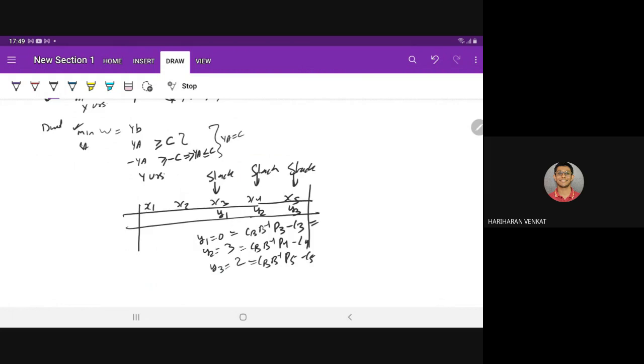And what is CB? B is given to you as P1, P2, P3, so CB will become C1, C2, 0. C1, C2, 0, B inverse, I minus 0, 0, 0, where we have taken I as the identity matrix. So it will come only as C1, C2, 0 times B inverse, and when you put the values you will get C1, C2. With CB XB, you can compute the value of Z.